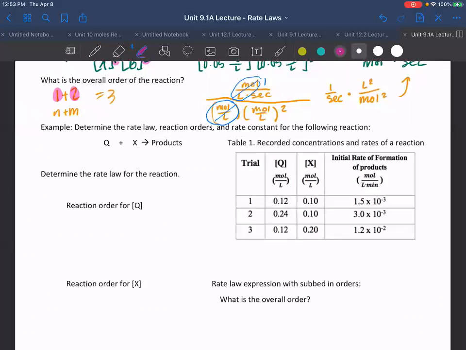Your unit of time could be minutes too, or hours. You know what I'm saying? But that will always stay as just 1 on the denominator.